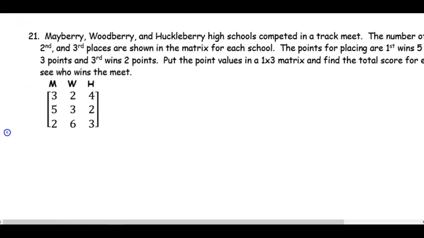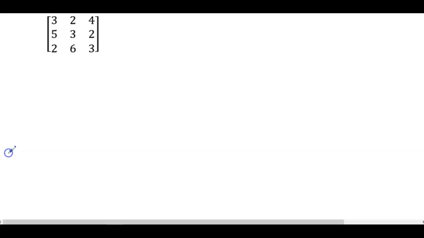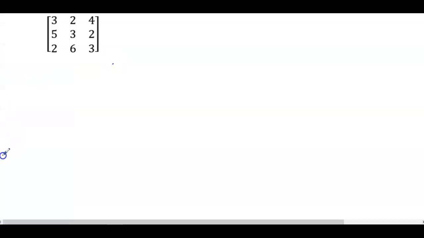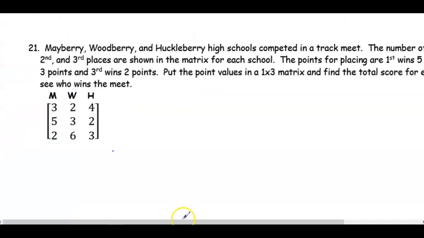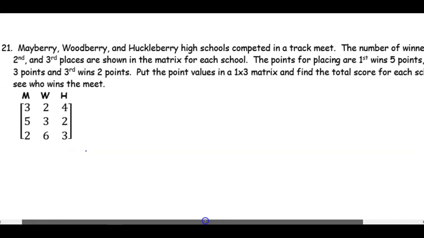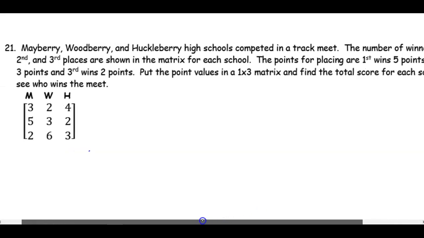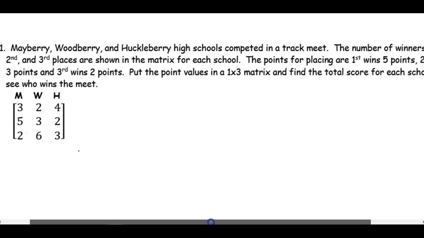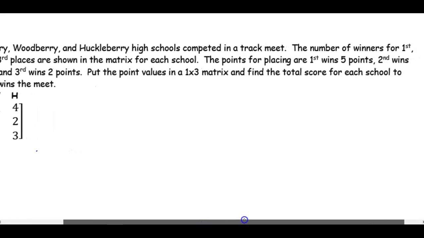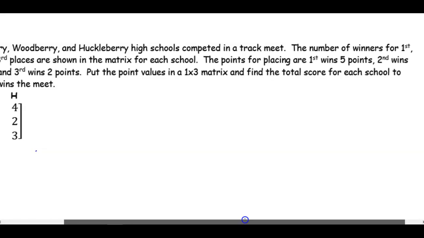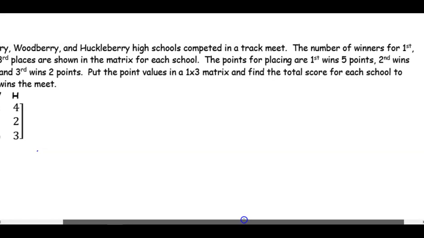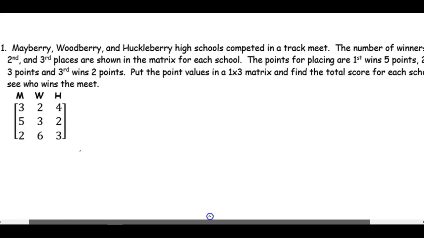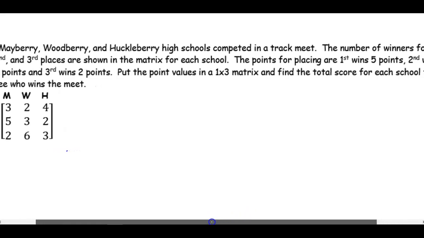Alright, 21. Let's see. Oh, this is the last problem too of the whole review, I believe. Yeah, last one. Something about a matrix, let's find out. Mayberry, Woodbury, and Huckleberry High Schools competed in a track meet. Number winners for first place, second place, and third place are shown on the matrix for each school. The points for placing first are 5. Second is 3, and third is 2. Put the values in the 1x3 matrix and find the total score for each school.